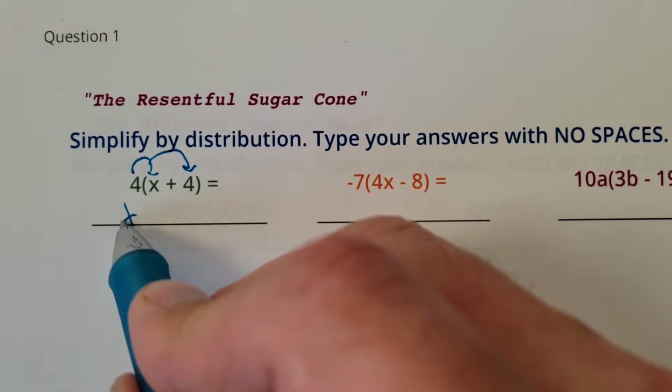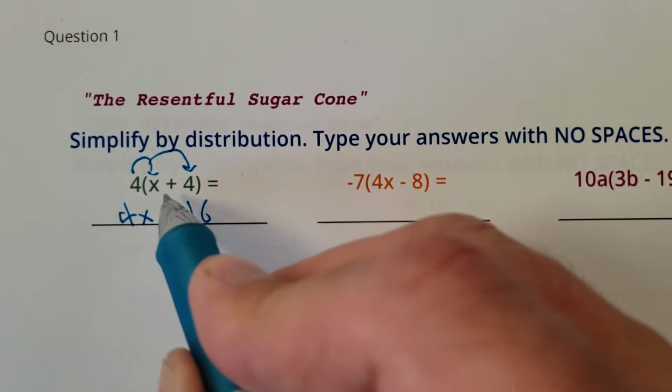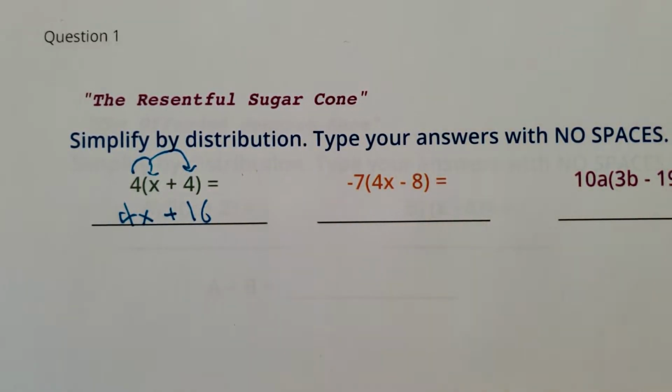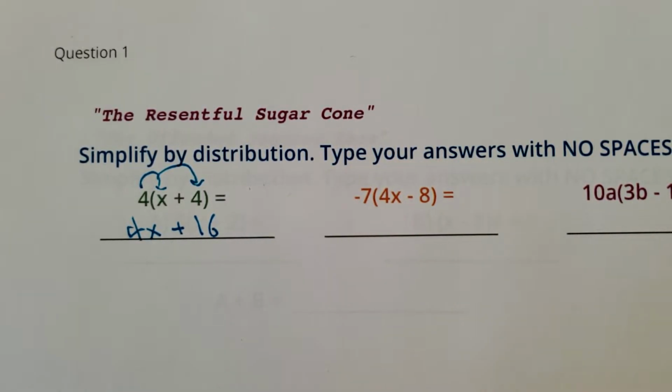4 times x would be 4x. 4 times 4 would be 16, and then it's all positive, so it stays plus. There we go. 4x plus 16 for our first distribution.